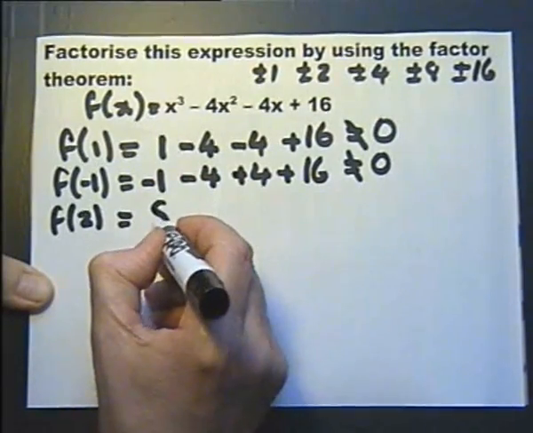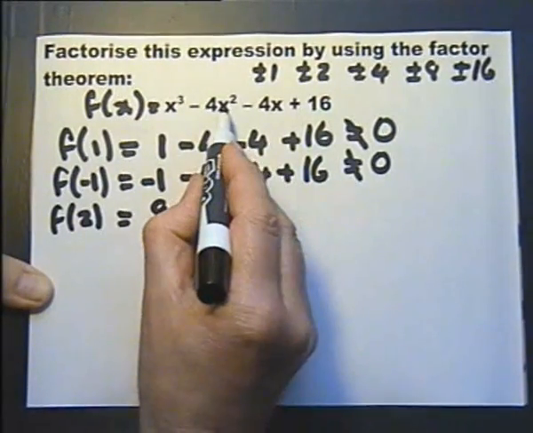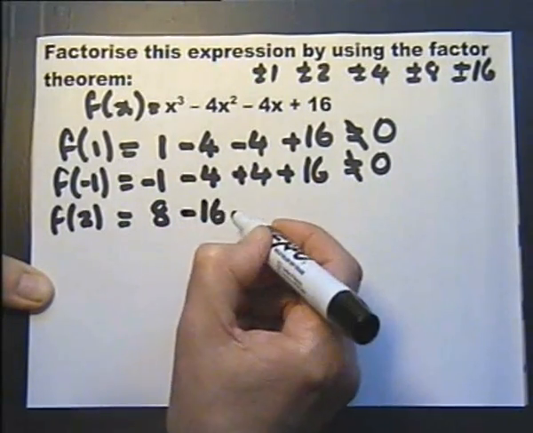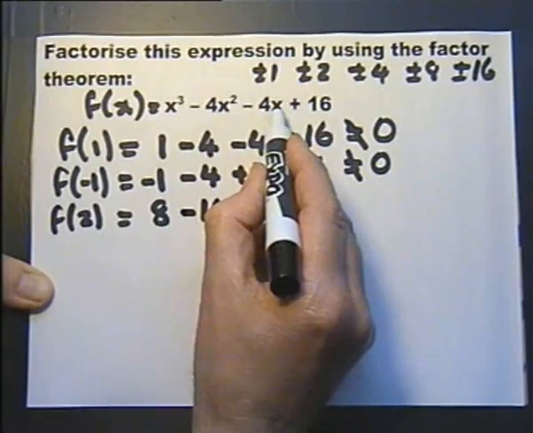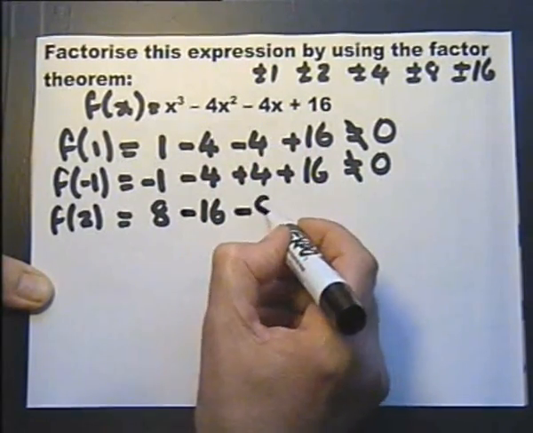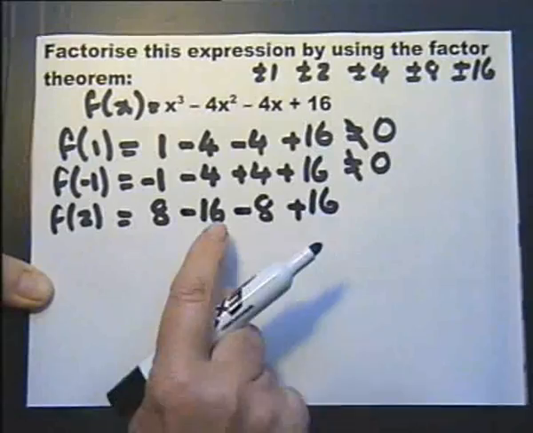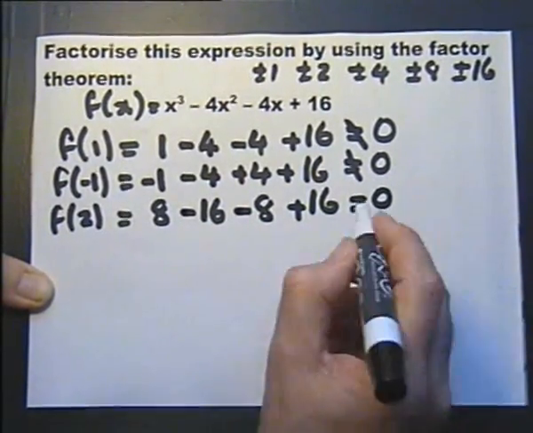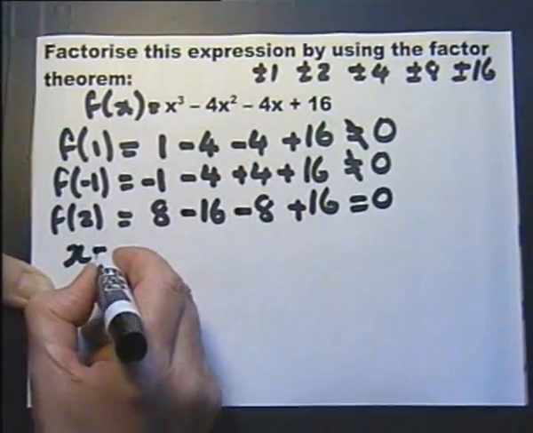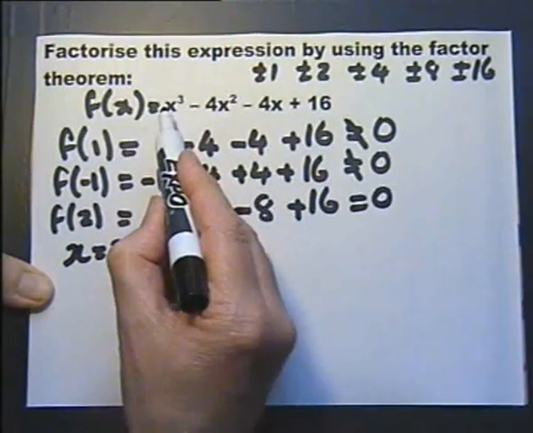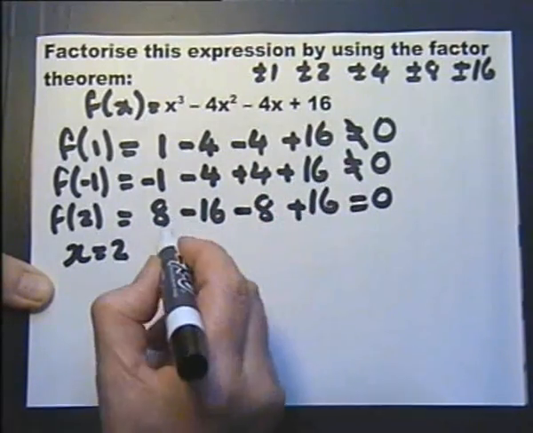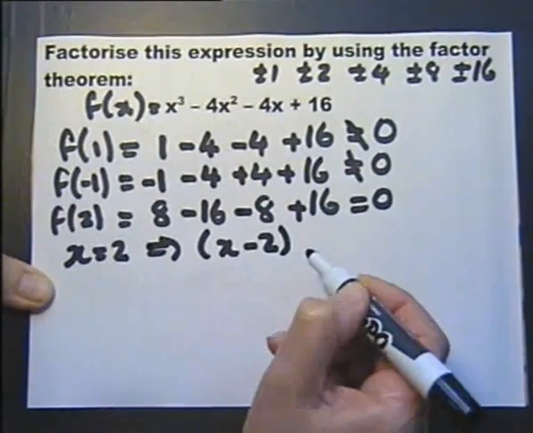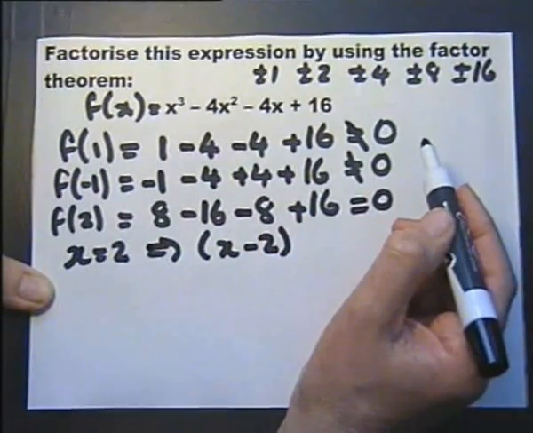Now let's try substituting x equals 2. 2 cubed is 8. 2 squared is 4, minus 4 times 4 is minus 16. Minus 4x is minus 4 times 2, which is minus 8, plus 16. That's 0, we have 0. This means to say that when x equals 2, the polynomial comes to 0. That implies that one of the factors is x minus 2. But we're asked to factorise this expression, so let's continue.